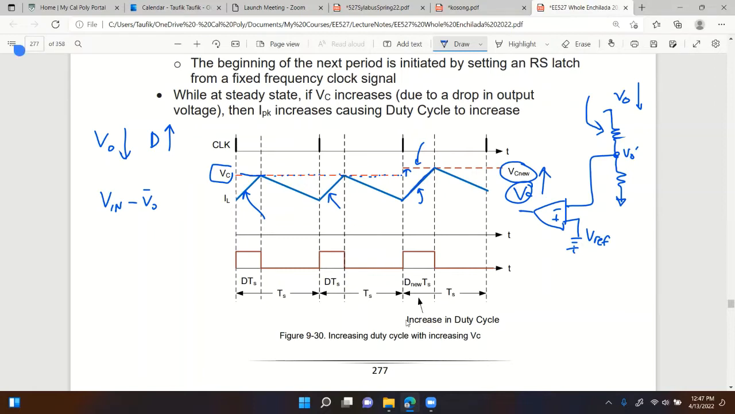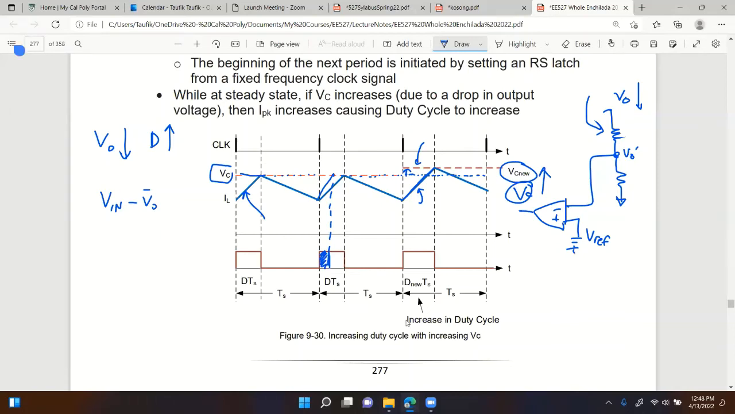But then the faster slope is compensated by the increase in VC, right? Because it is faster, if I imagine I keep the same limit right there, then the duty cycle will be smaller. Imagine if this slope is faster, then it will be faster to reach this limit. That means the duty cycle will be smaller. Make sense?